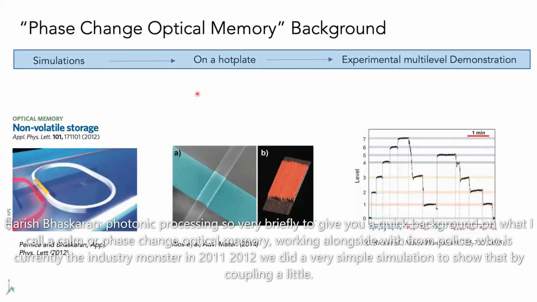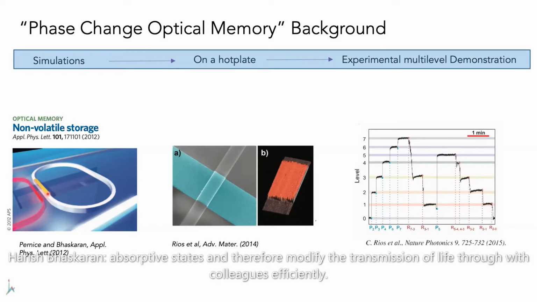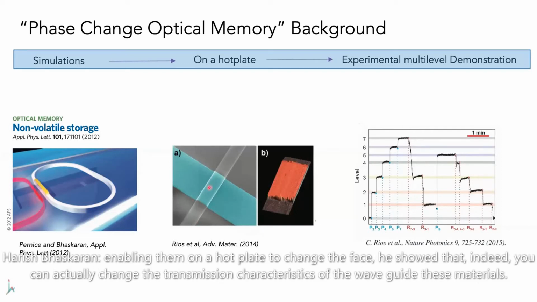So very briefly, to give you a quick background on what I call PCOM or phase change optical memory, working alongside Wolfram Pernice, who's currently at the University of Munster, in 2011, 2012, we did a very simple simulation to show that by coupling a little speck of phase change material on top of waveguides, we can change the state of these phase change materials from a more transmissive to a more absorptive state, and therefore modify the transmission of light through waveguides efficiently. Subsequently, Carlos Rios, a PhD student, came along, and he put some of these phase change materials on top of silicon nitride waveguides, and by annealing them on a hot plate to change their phase, he showed that indeed you can change the transmission characteristics of the waveguide with these materials.